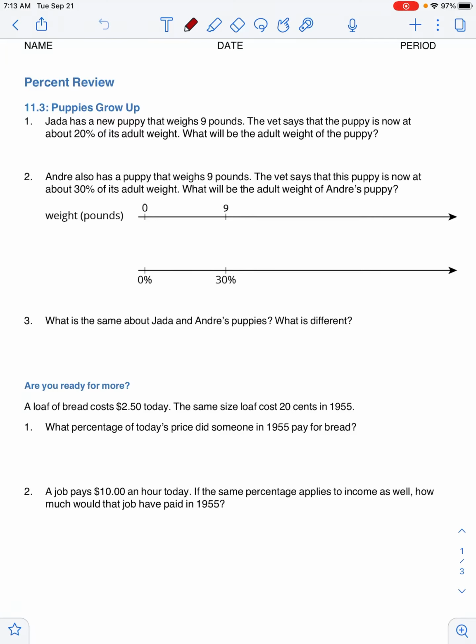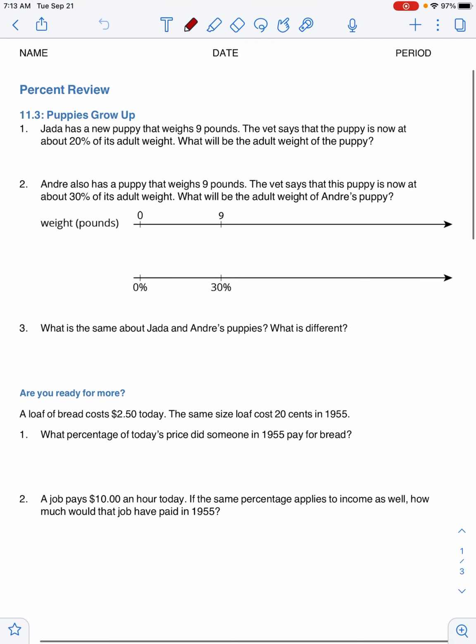In today's class, we reviewed percent, which is going to help us with our last topic in our current algebra unit. So in this video, I'm going to take you through the makeup work assignment that was posted in today's folder, and then when you're finished, I'll tell you where to go for independent practice.